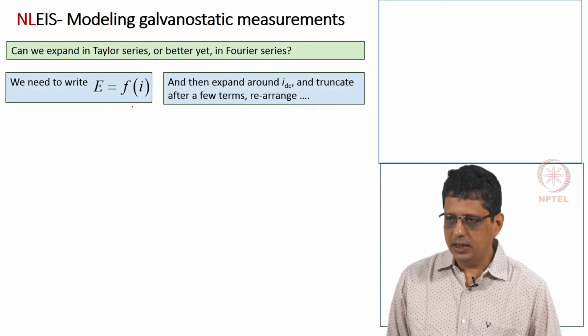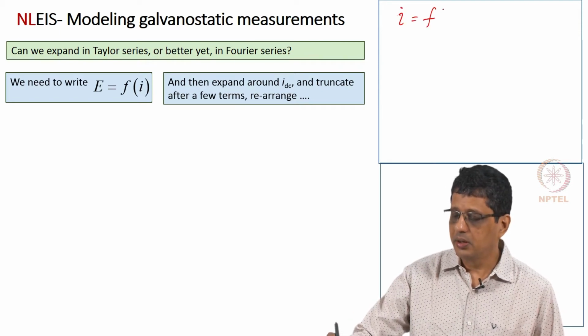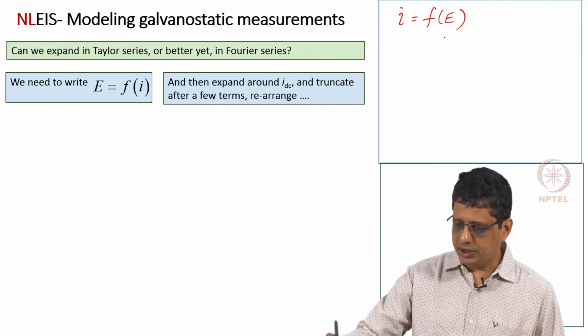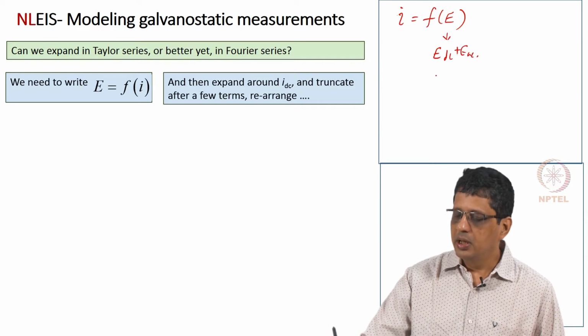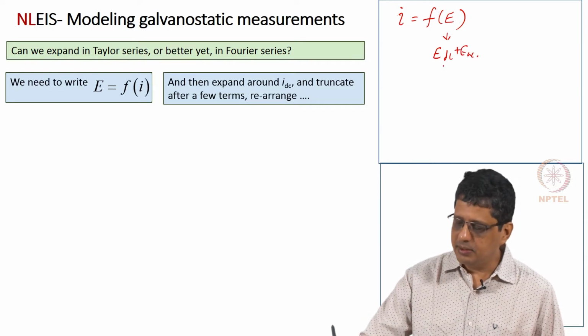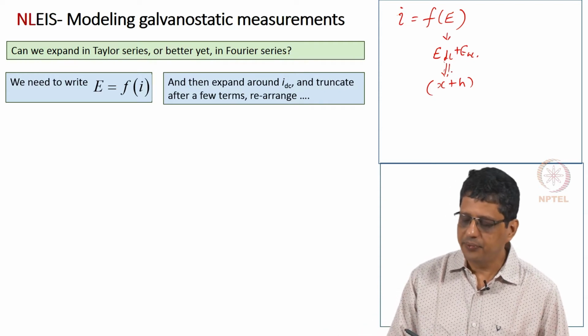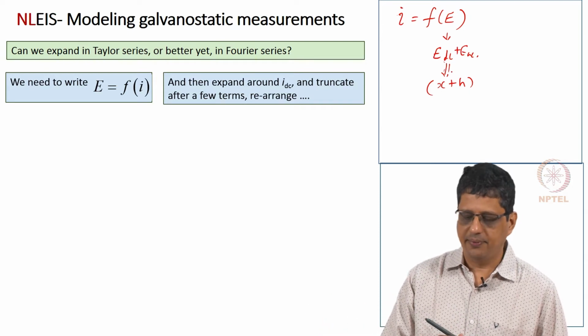In order to do that, earlier we always wrote current as a function of potential, and then we changed the potential. We said this E is going to be EDC plus EAC, and we could write this in a Taylor series by expanding around EDC. So, we would write this as x plus h, where x is the equivalent of EDC, h is the equivalent of EAC, and then truncate after a certain number of terms, rearrange, etc.